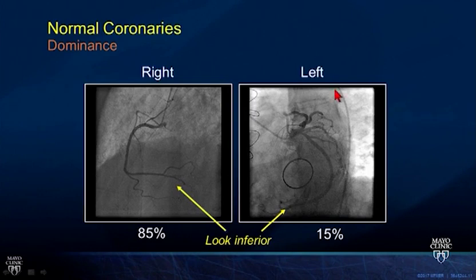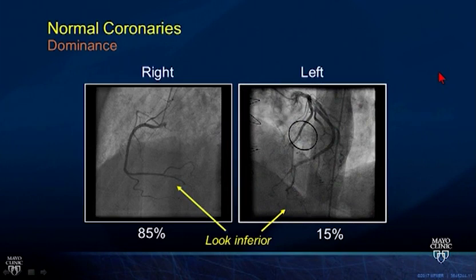Here's a nice LAO caudal view. You can see the patient has a mitral prosthesis, but this is actually a left dominant circulation because the left PDA is coming off of the circumflex, and it's in the same plane as the LAD.